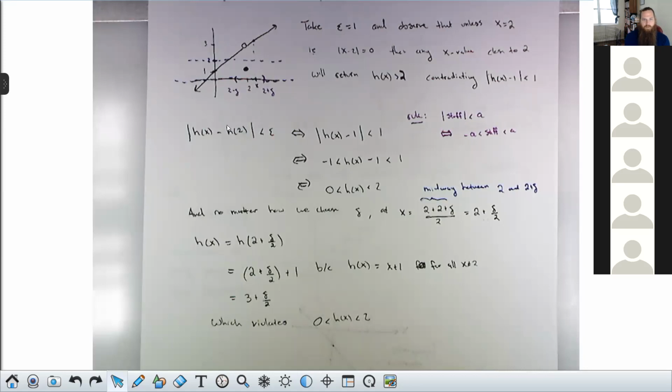If this is L equals 3, it would work fine. We wouldn't run into this. But if this is supposed to be 1, then we do run into trouble.